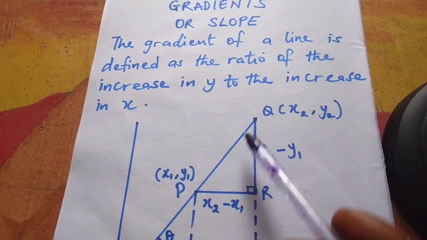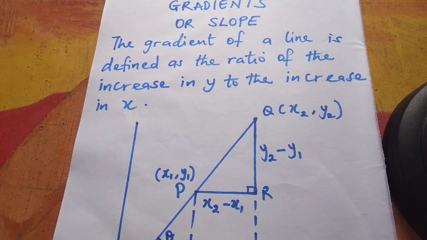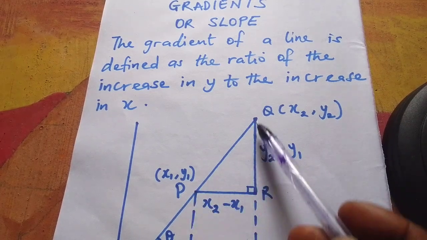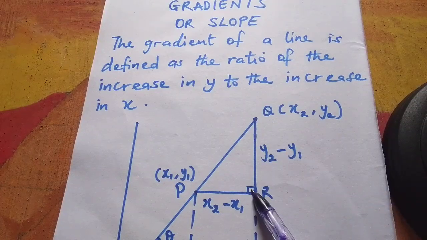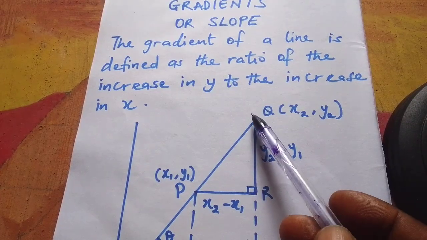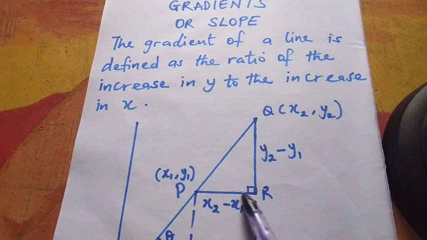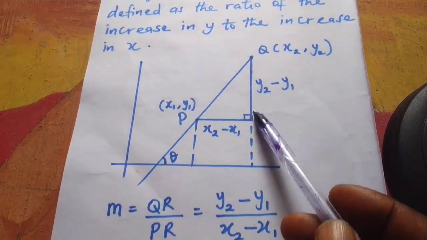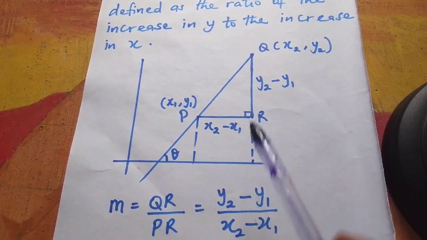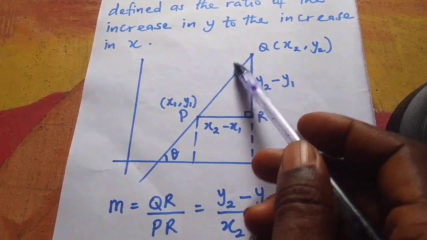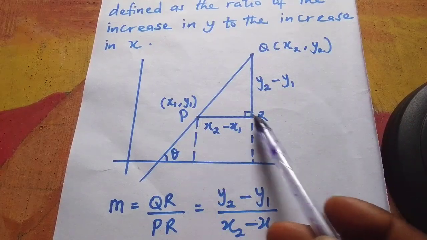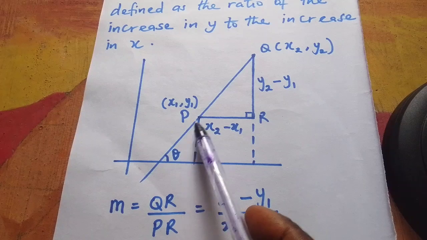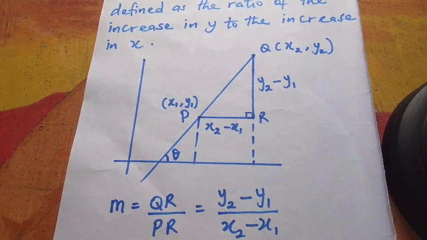So the gradient will be what? If you want to look for the gradient of this particular line, that is y2 minus y1, that is this distance, over this distance, QR over PR. QR over PR will be the gradient of this slope, and our QR is y2 minus y1 over our PR, which is x2 minus x1.